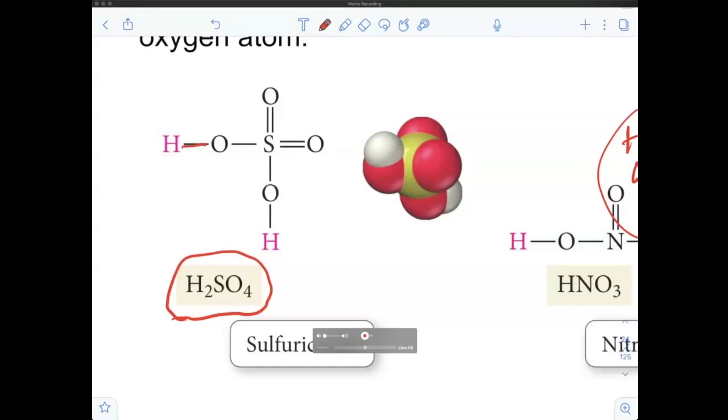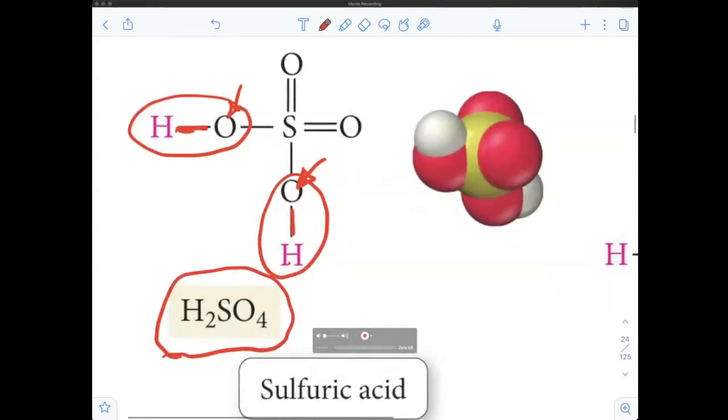So we're looking at this right here. This is sulfuric acid. Acidity happens right here. And then right here. So it all depends on how strong this oxygen is holding onto the hydrogen based on the bond strength. Okay. Sulfuric acid is a strong acid.